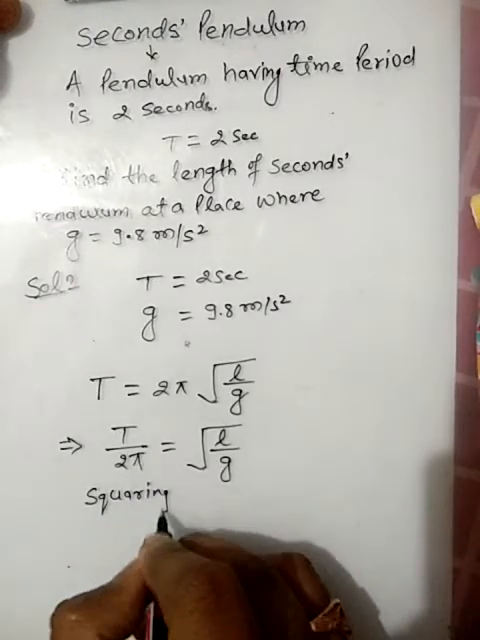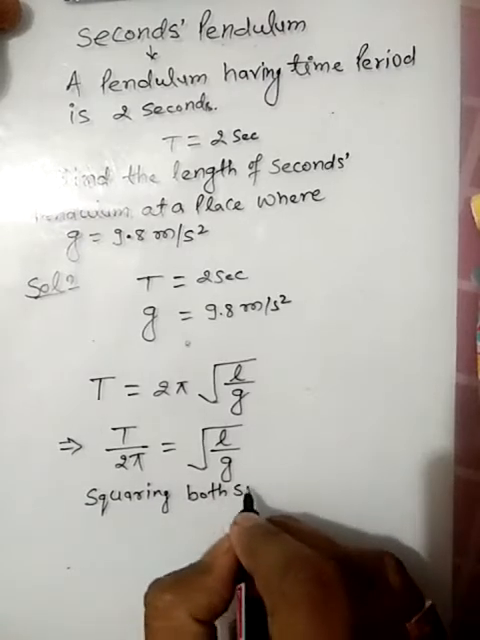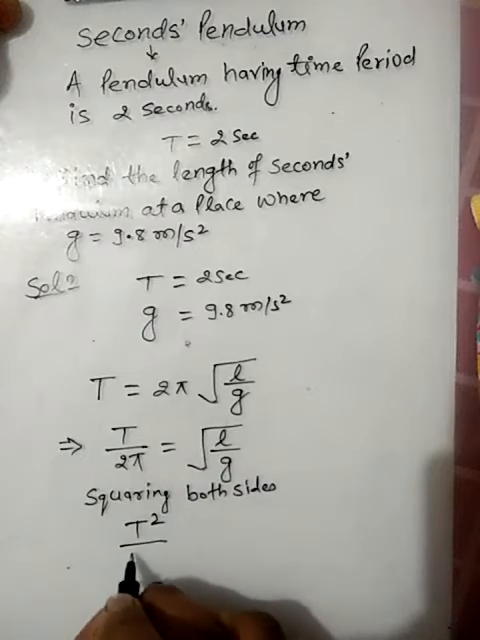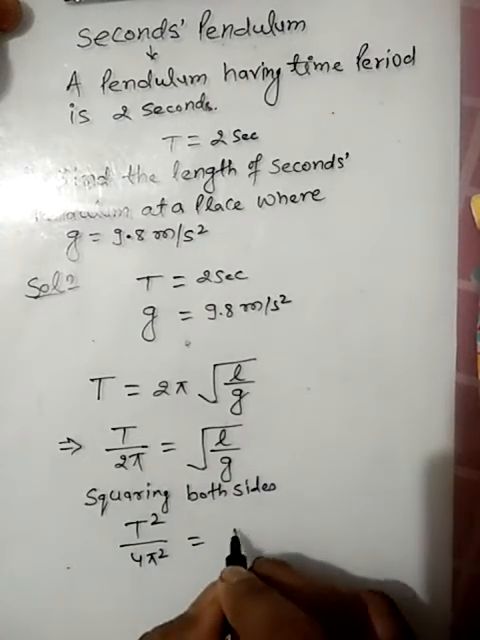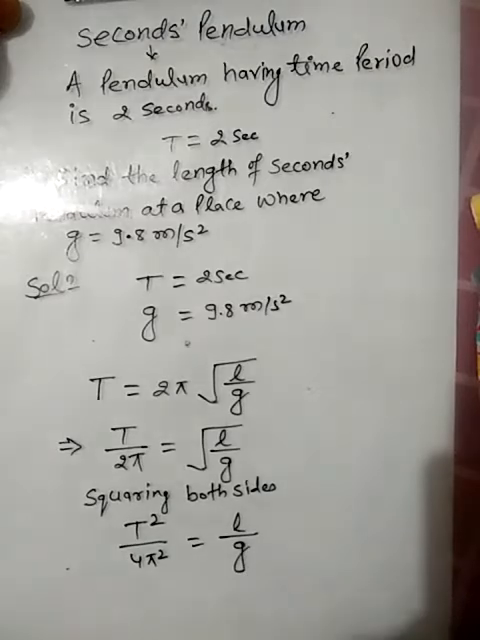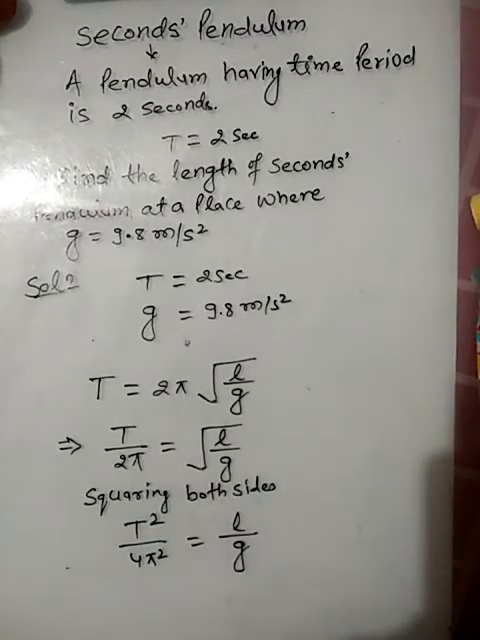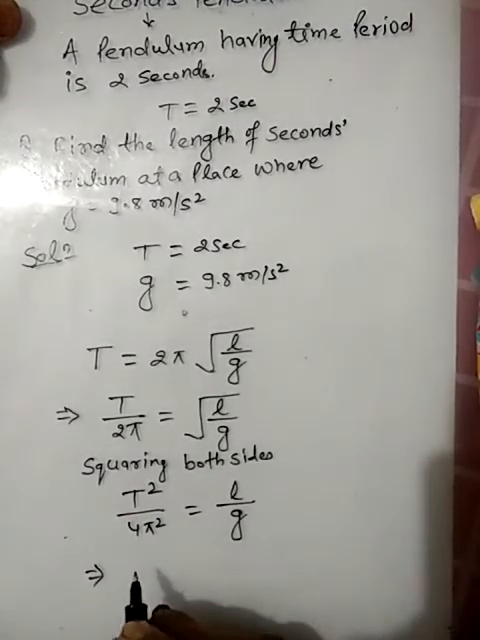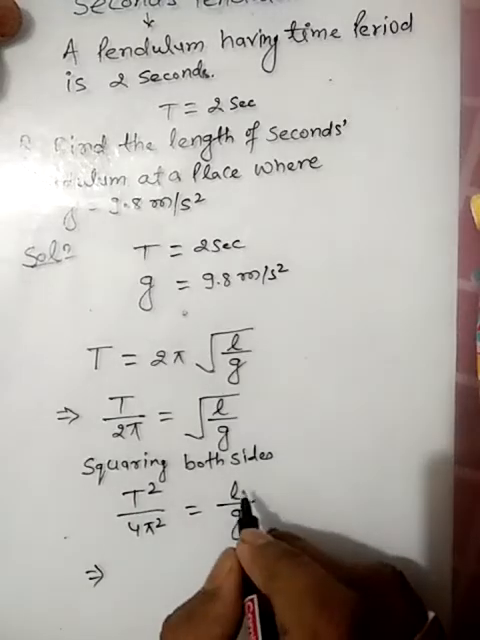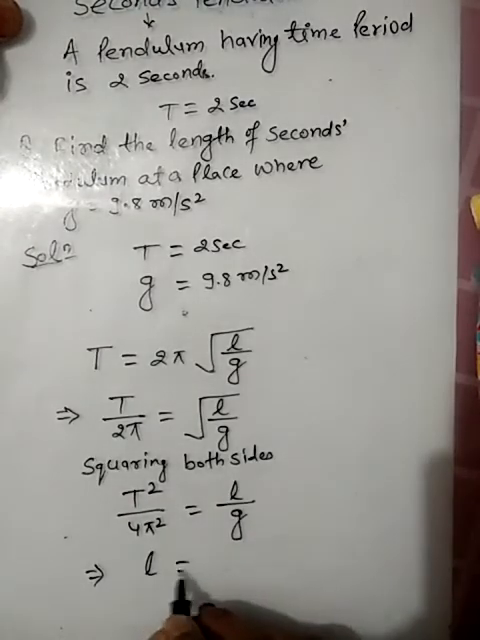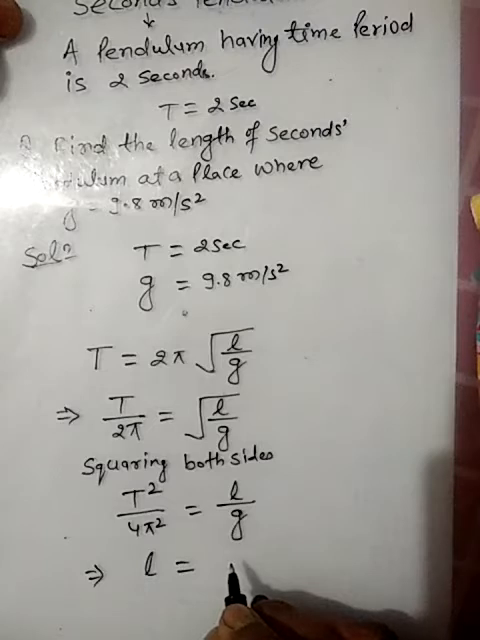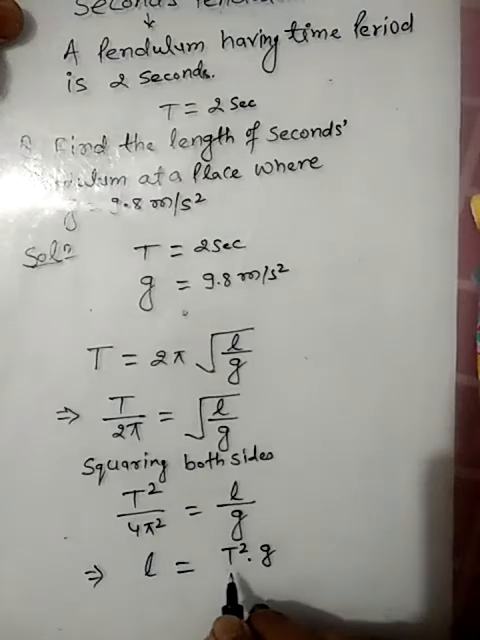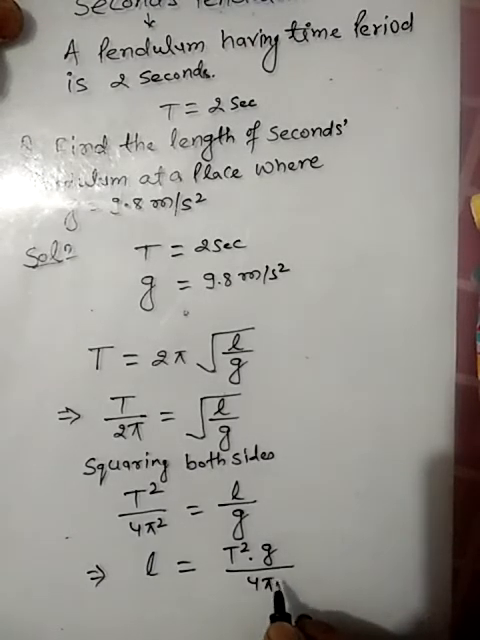Now squaring both sides, we can write that T square upon 4 pi square will be equal to L by g. Now again we have to calculate the length of the string, then L will be equal to T square into g upon 4 pi square.